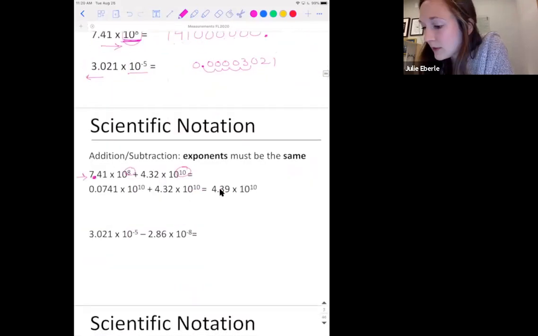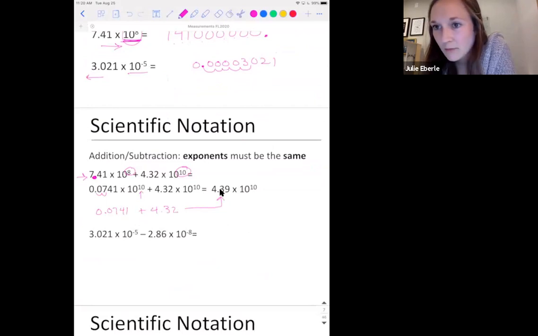The decimal initially was between the 7 and the 4, and they moved it 2 places to the left, so the exponent goes up 2 places. So now we have exponents that match. Now all you do is pull out your calculator. You would do 0.0741 plus 4.32, and you should get 4.39. Notice they rounded here. I wouldn't care if you put all the decimals that you could. And then we have times 10 to the positive 10.